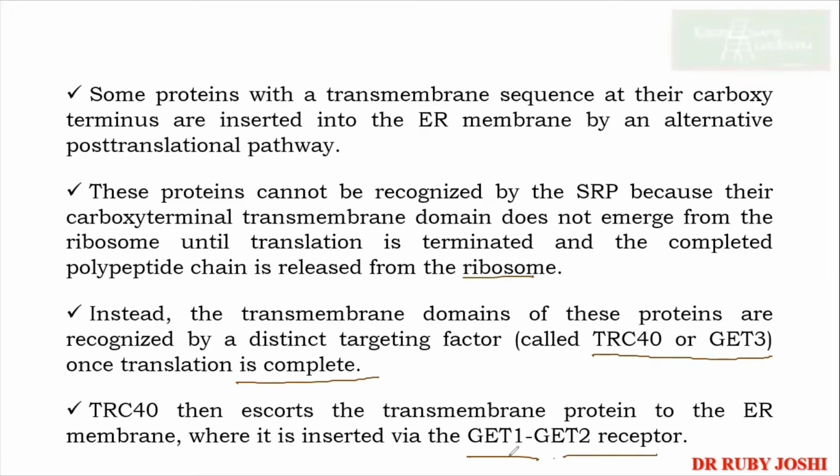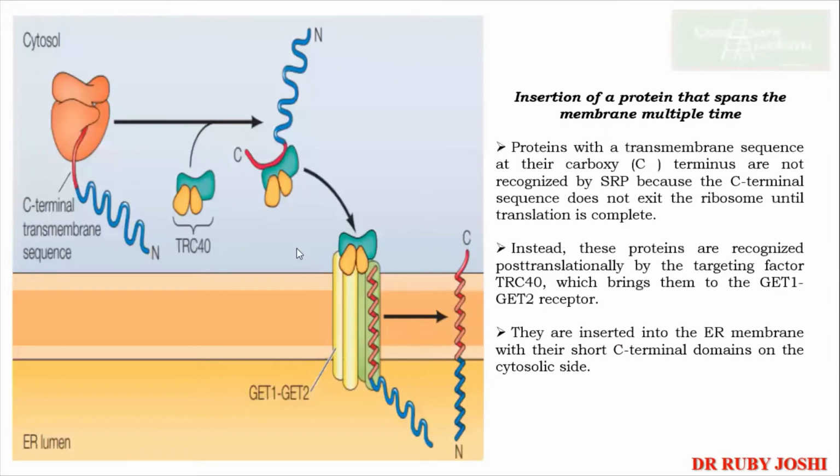So what are the GET1 and GET2 receptors doing here? Whose work are they doing? They are doing the work of Sec61. Okay, here you have the figure. What you need to understand is that instead of the SRP coming and recognizing the signal peptide, here it is not the N terminal, it is the C terminal which has the transmembrane domain sequence present.